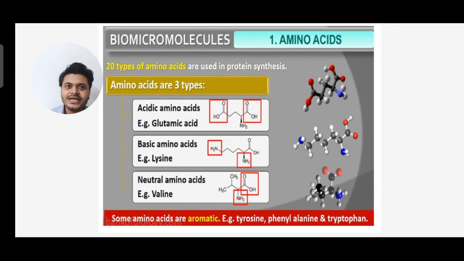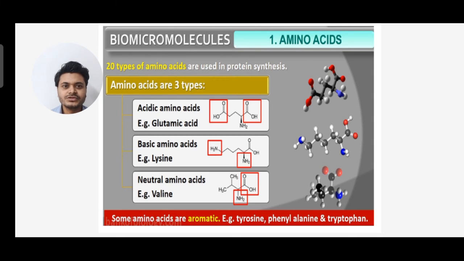Now there are 20 types of amino acid that are used in protein synthesis, and these amino acids are of the following types. We will see, one is acidic amino acid, basic amino acid, and neutral amino acid. Acidic amino acid means it will contain 2 carboxylic groups. Basic amino acid, at least 2 amino groups it should have, and neutral amino acid, 1 carboxylic and 1 amine group will be there.